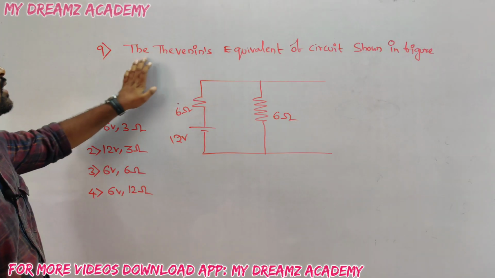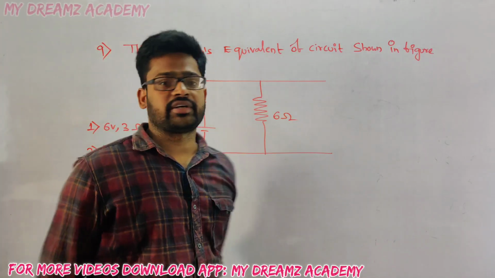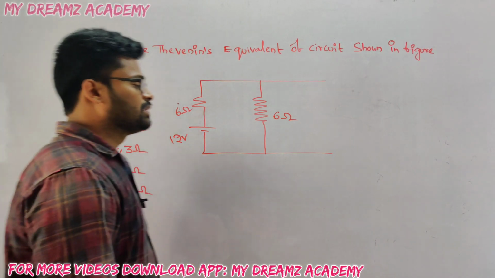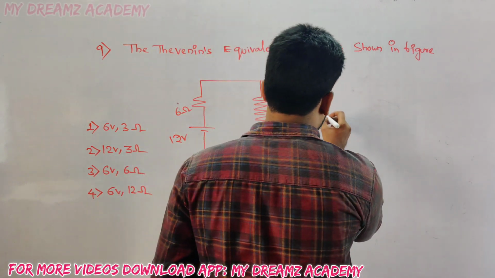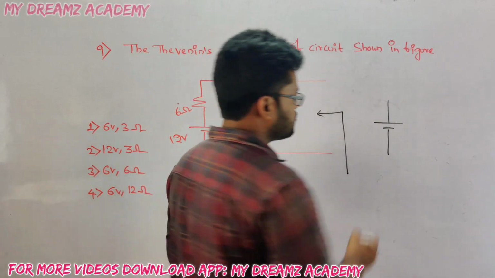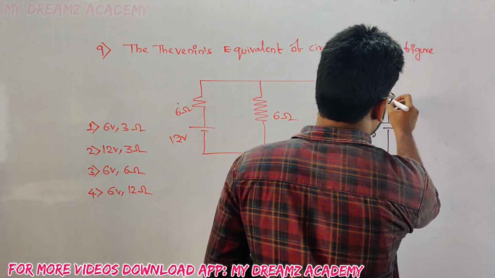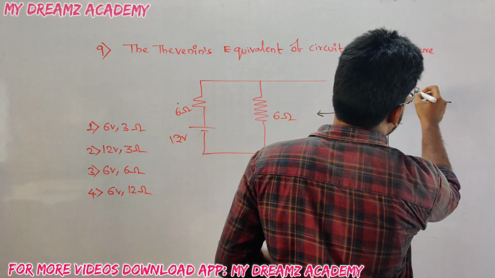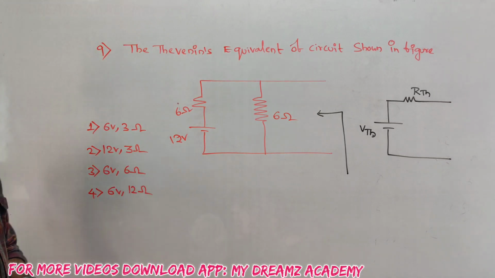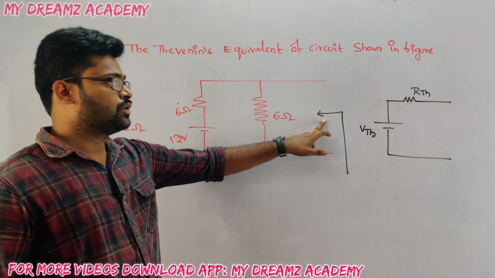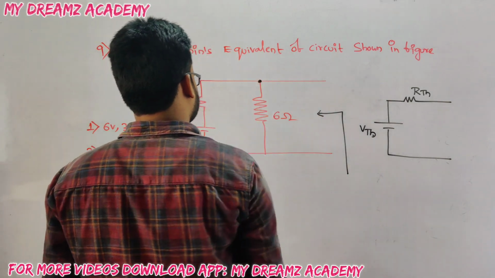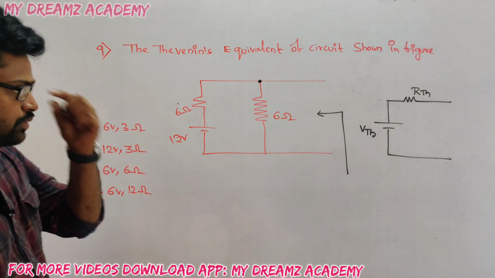Ninth question. The Thevenin's equivalent of the circuit shown in the figure. We need to calculate Thevenin's equivalent for this one. We know that the Thevenin's equivalent is an equivalent voltage, that is V Thevenin, and an equivalent resistance, that is R Thevenin. Both should be connected in series. So we need to calculate the voltage across this open circuit. That is nothing but the voltage across this point.